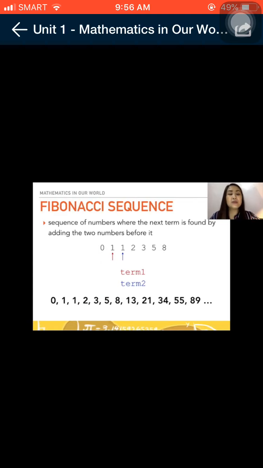So the Fibonacci sequence is like that. You just add the previous two numbers to get the next one. So in short, we have 0, 1, 1, 2, 3, 5, 8, 13, 21, 34, 55, and 89. How did these numbers become special?